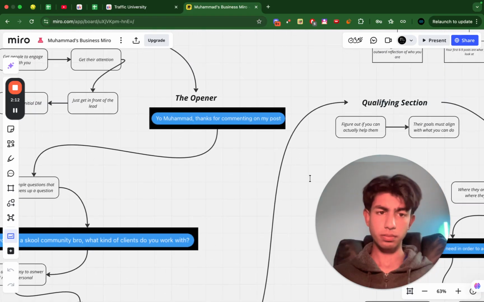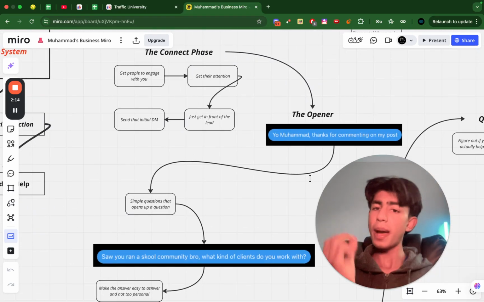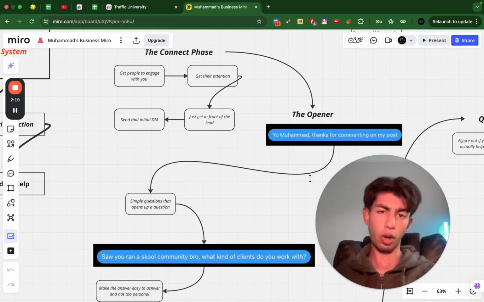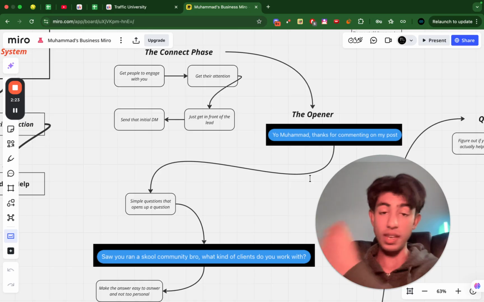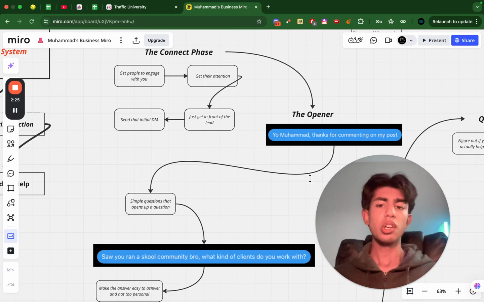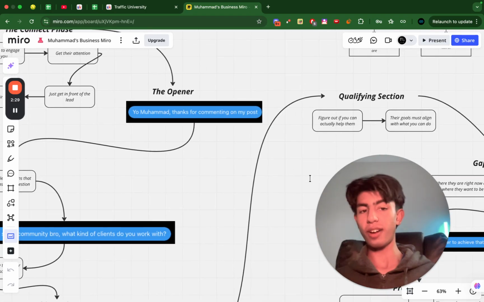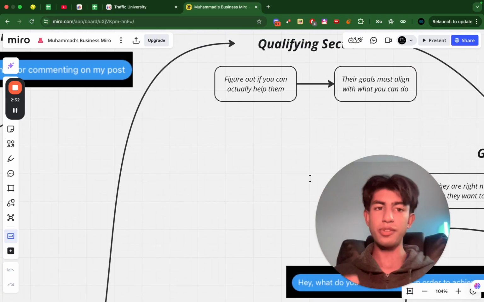So that is the connect phase done, where you're basically getting them to engage with you, getting them to reply, because the hardest part of a cold DM is getting the lead to reply. Because once you've got them to reply, it's so easy from there. So you've got their attention, you've got in front of the lead, and you've sent the initial DM. Now let's move over to the qualifying phase, where we actually figure out if you can help them or not.